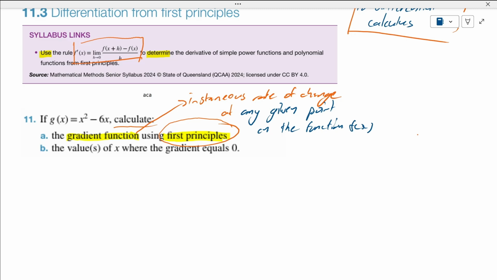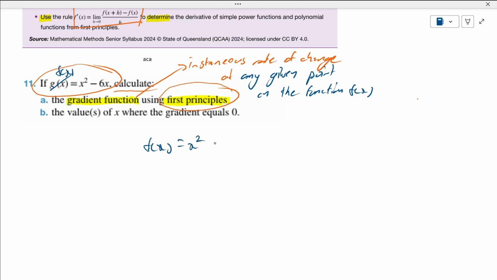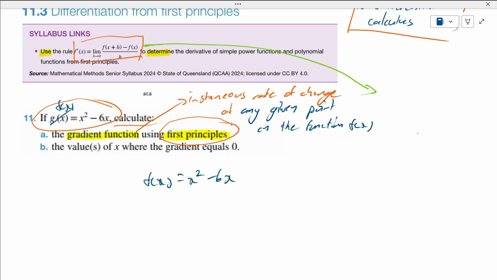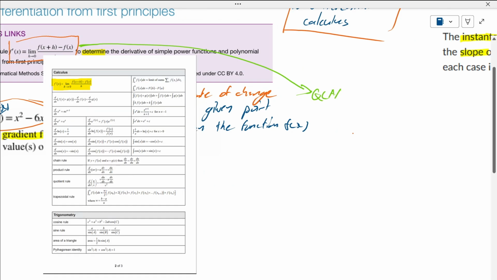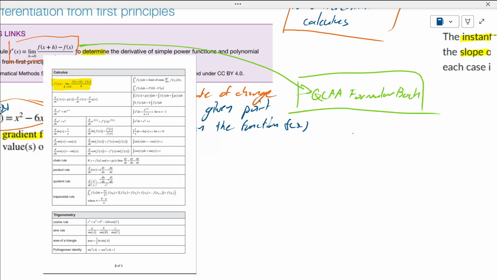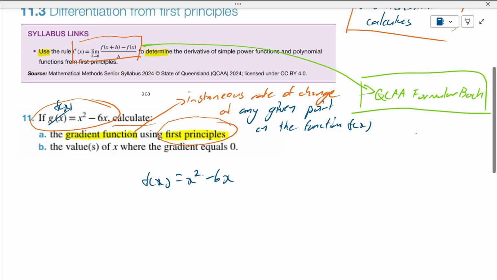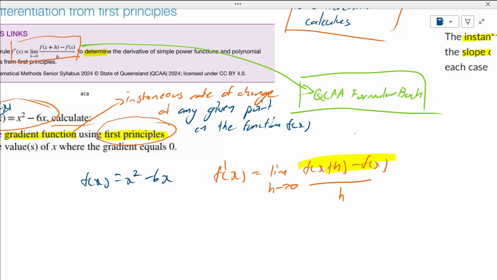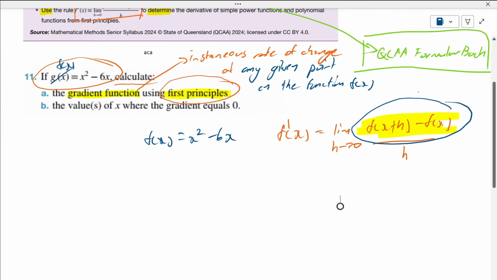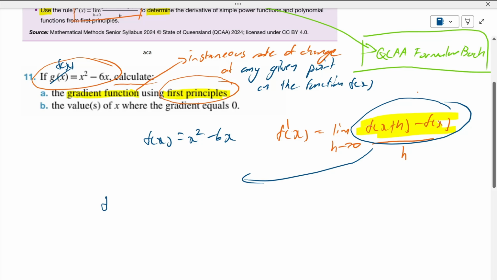So g of x equals x squared minus 6x. That's what we're focusing on. To make it a little bit easier, I'm just going to call this f of x. It doesn't really matter what you call it, just because we've focused on using the variable f of x throughout this video. So f of x equals x squared minus 6x. Also, just a heads up, you will have this in your QCAA formula book, so you will not have to remember this, thankfully. You can just pull it out, but it's still good to get a general understanding and try and remember it if you do enough practice. Okay, so f of x equals x squared minus 6x. I want to focus on this bit first: f of x plus h minus f of x. The reason why I want to focus on this bit first is because it's going to take up a lot of space. So I'd recommend you put this down somewhere else in your working.